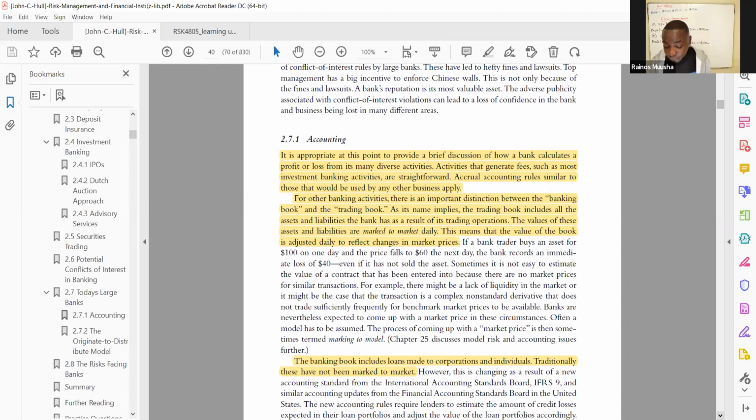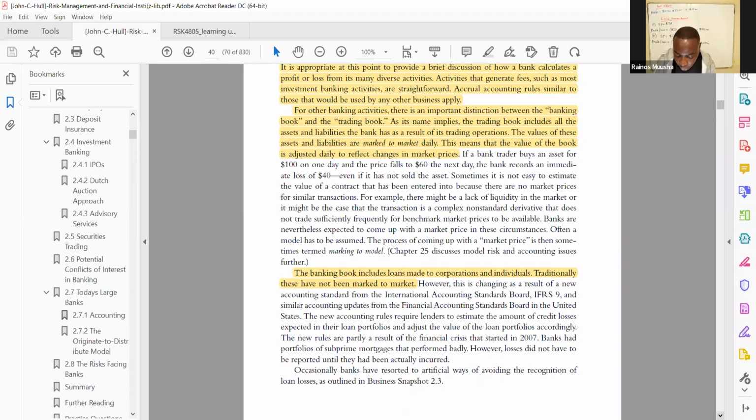Very, very important. So they say, as the name implies, the trading book includes all assets and liabilities that the bank has as a result of trading operations. So the values of these assets and liabilities are marked to market daily. This means that the value of the book is adjusted daily to reflect changes in the market prices.